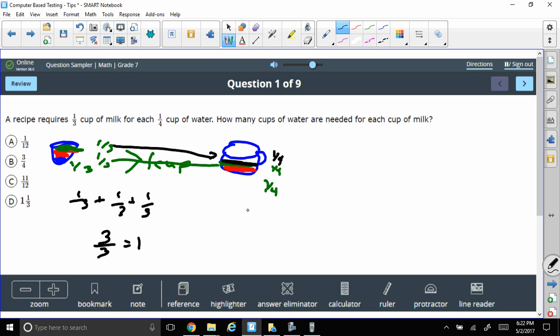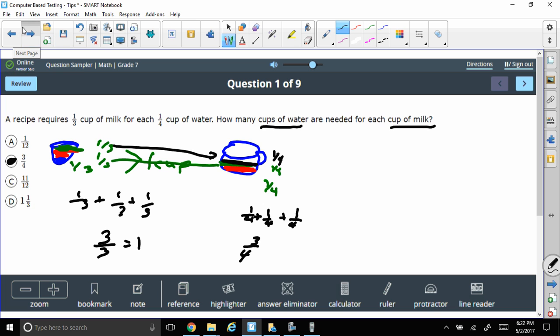And here I have 1/4 of water plus 1/4 plus another 1/4. That'll give me 3/4 of water. So my answer choice is going to definitely be choice B, 3/4, because that's how many cups of water I needed for each 1 cup of milk. So drawing pictures will help you out. So draw your pictures. Okay?